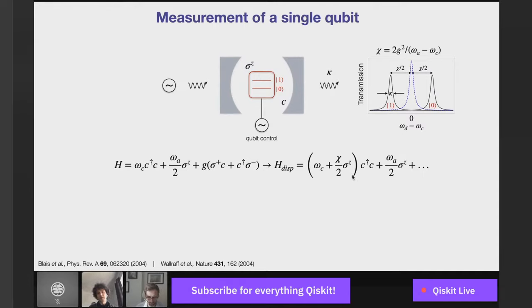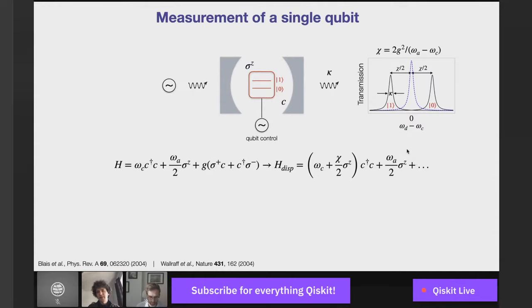It takes a form in which the interaction between the qubit and the cavity now commutes. It's sigma z times the photon number of the cavity, which now commutes with both the Hamiltonian for the cavity and the Hamiltonian for the qubit. This is called a quantum non-demolition setup. And what this does is basically, depending on the state of the qubit, whether it's in its zero or its one state, there will be a frequency pull on the cavity, which you can see if you do spectroscopy on the cavity near the cavity frequency.